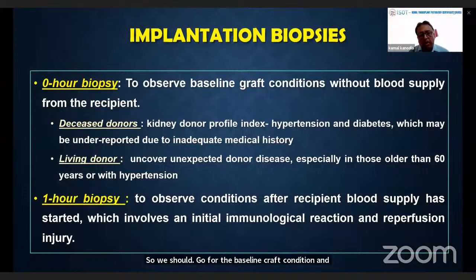Even in the living donor, this uncovers unexpected donor disease, especially in those older than 60 years of age and with a history of hypertension. So basically, these are the marginal donors in which a history of hypertension is seen, and baseline biopsies are important to know the chronicity and the changes in the kidney.